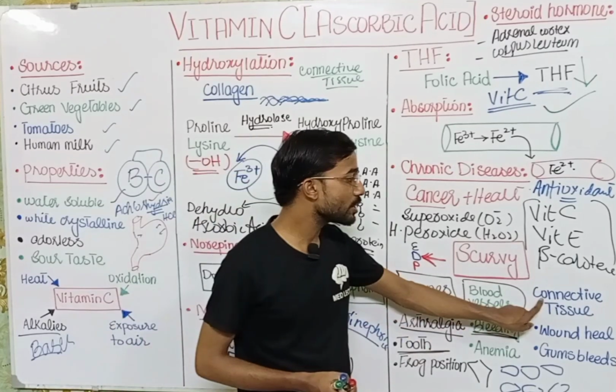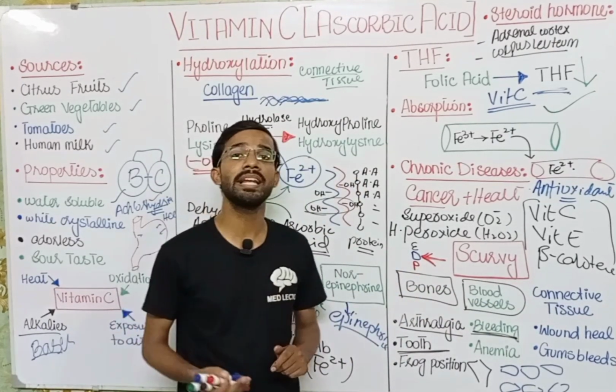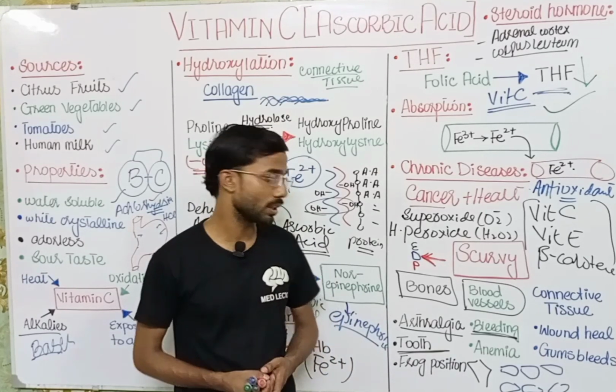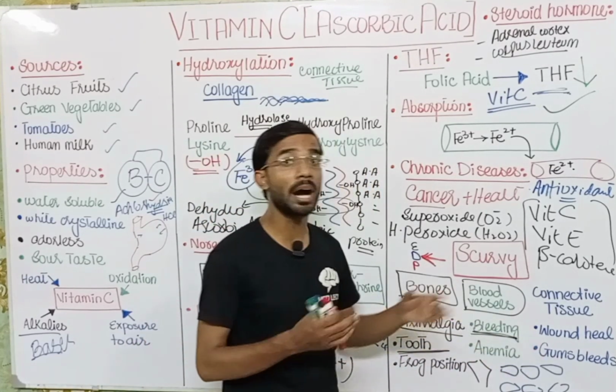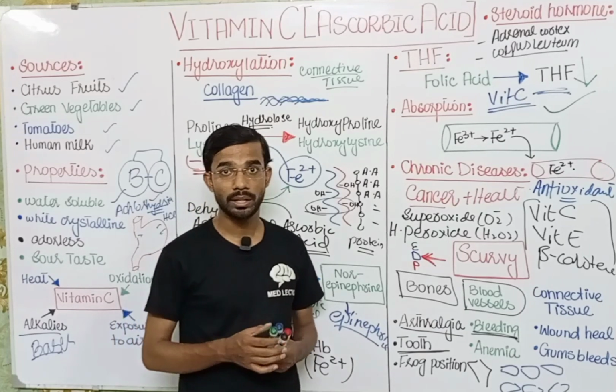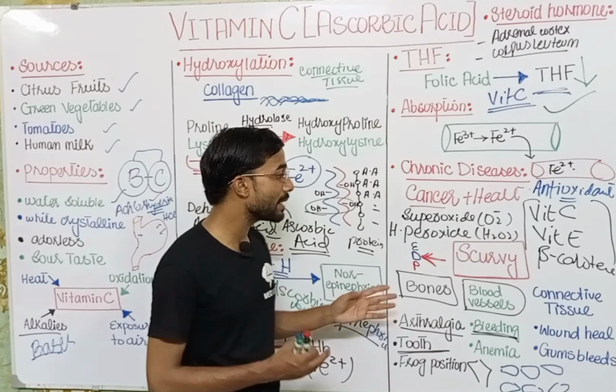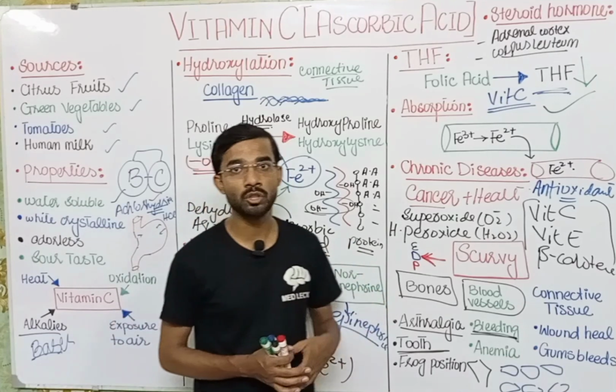Next are the connective tissues. Wound healing will take a long time when you see vitamin C deficiency. You also see bleeding in the gums, and you can also see gangrene in the mouth. So these are basically the different symptoms of vitamin C deficiency.